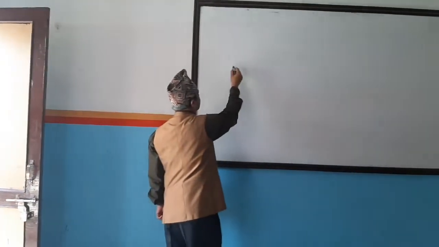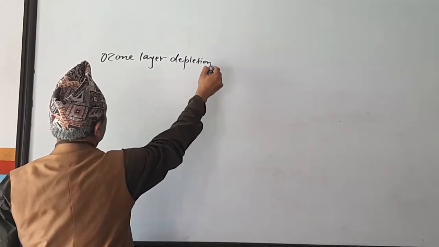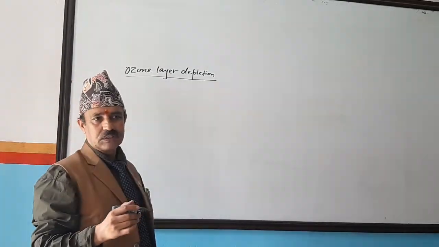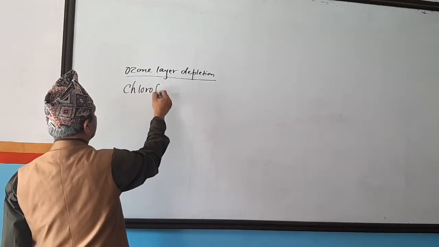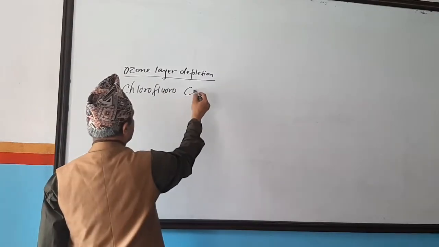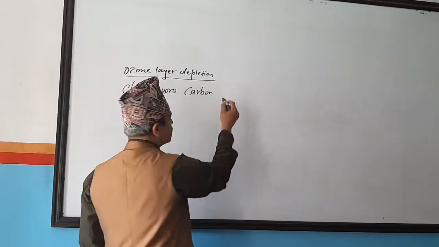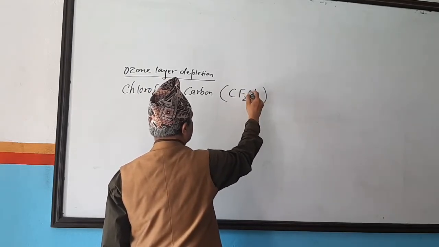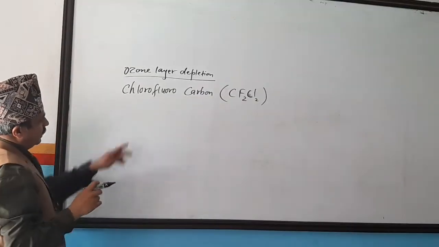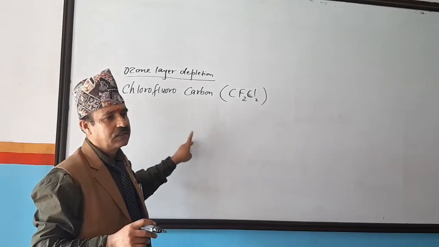So, you know what is the main cause of ozone layer depletion? The main cause of ozone layer depletion is chlorofluorocarbon. Chloro, fluoro, carbon. Right? What is the molecular formula? The molecular formula is CF2Cl2. This C must be capital, okay? CF2Cl2. The main villain which is responsible for decreasing the thickness of the ozone layer is chlorofluorocarbon.